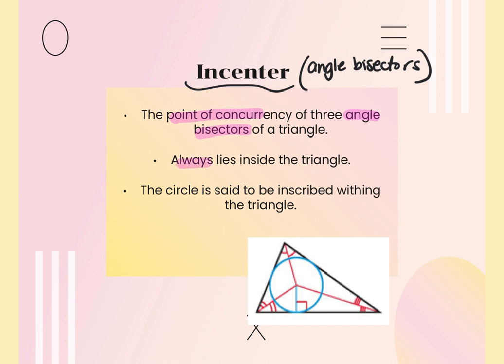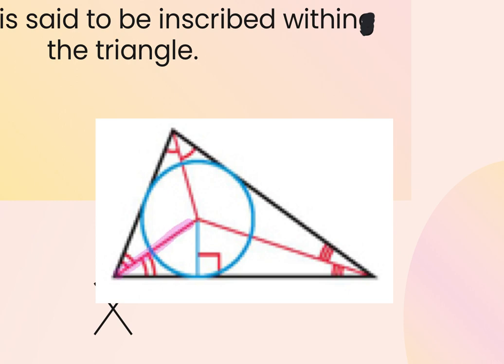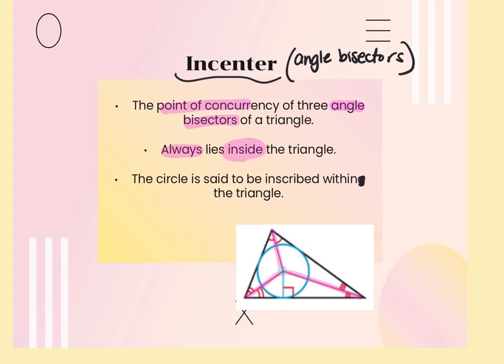This time it always lies inside the triangle. So it doesn't matter if your triangle is acute, obtuse, or right. It's always inside the triangle. This time the circle is inscribed within the triangle. So the red segments would be my angle bisectors. I know that because of the congruency marks on the angles, and they would again always meet inside the triangle.